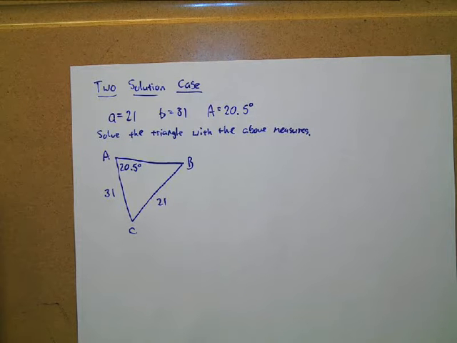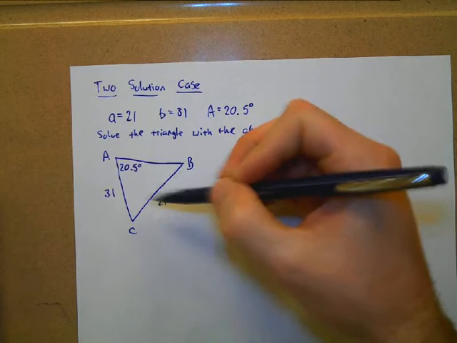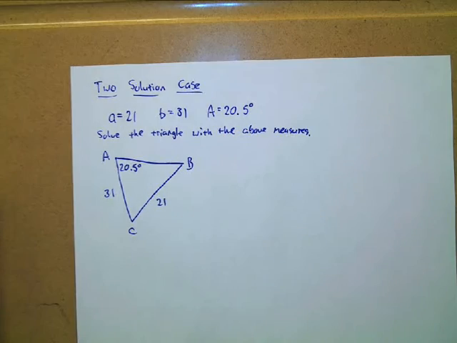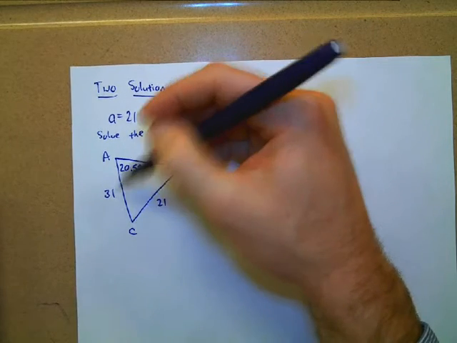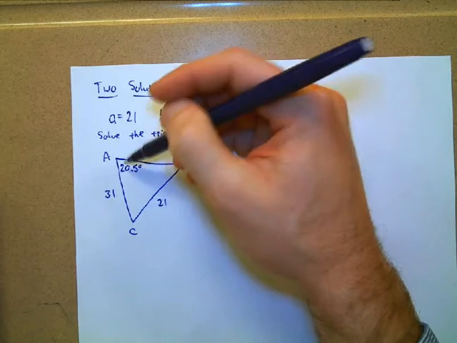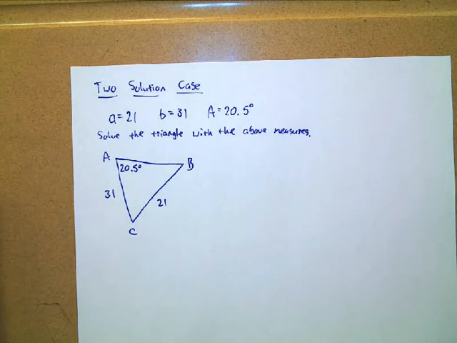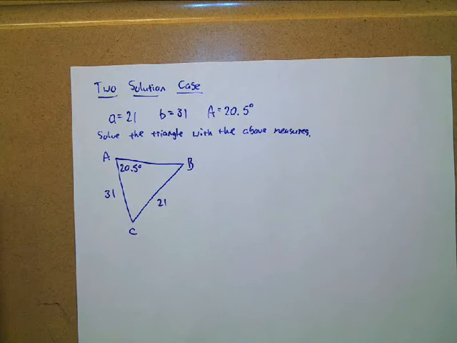Well, the given information. Side, side, angle, or again, angle, side, side, however you want to remember it. It's an angle and then two sides. The angle is not between the two sides. It's next to them. So it's angle, side, side. It does not guarantee a unique triangle. So we could have one solution, two solutions, or no solutions. So again, we only have one way to set it up. Sine of 20.5 degrees over 21 equals sine of B over 31.